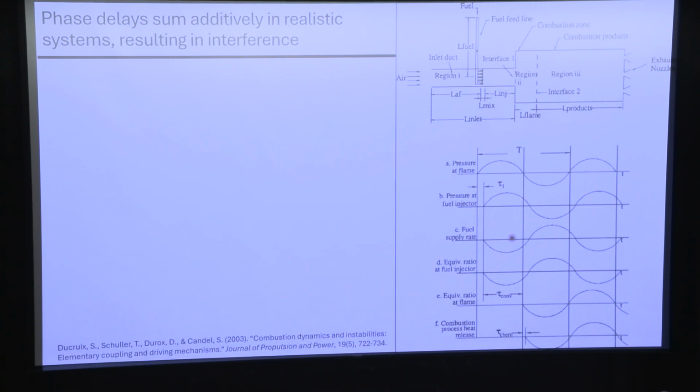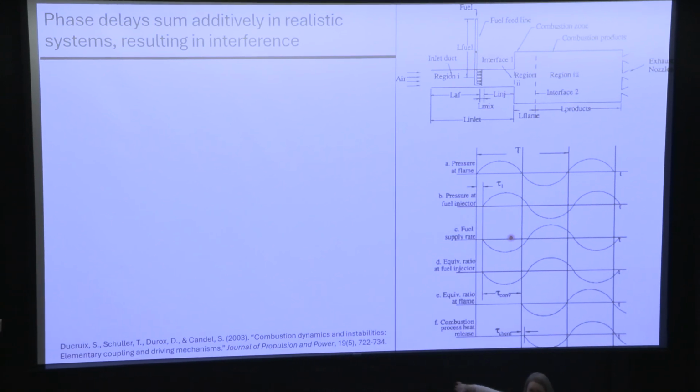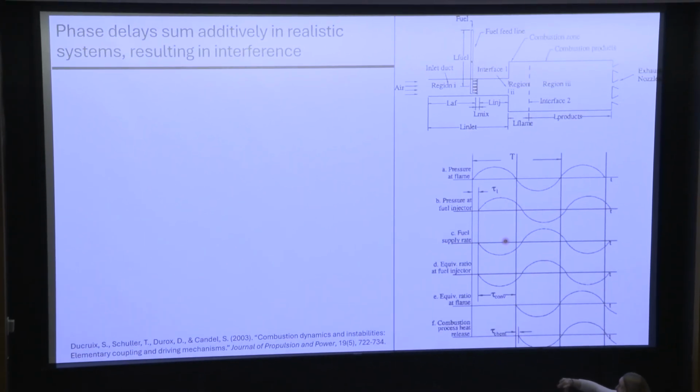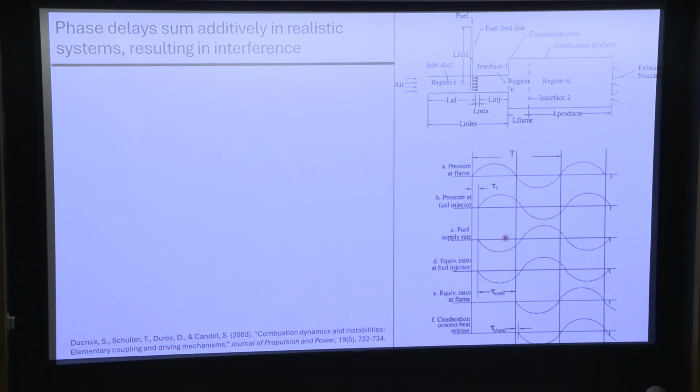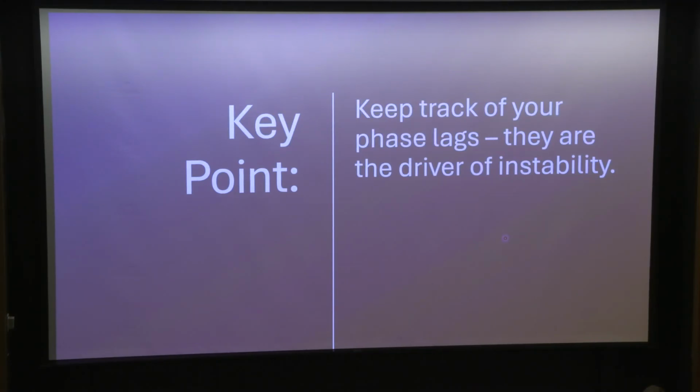And so the ultimate phase relationship between the pressure and the heat release rate is much more complicated. So this is from a really excellent review paper by Sébastien Ducruix and some of his colleagues. If you're interested in this at all, this is like Coupling Mechanisms 101. It's really beautifully written. And here they give an example of all the different coupling mechanisms and the heat release rate and all the different things that have to add up from a phase perspective to help you determine whether or not you're going to get an instability. So, key point, keep track of your phase lags, because that's what's really going to determine whether you have an instability or not.